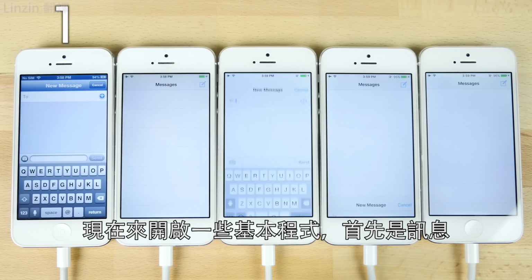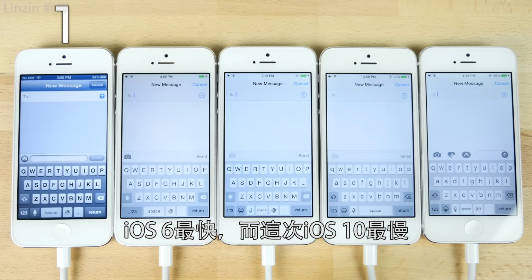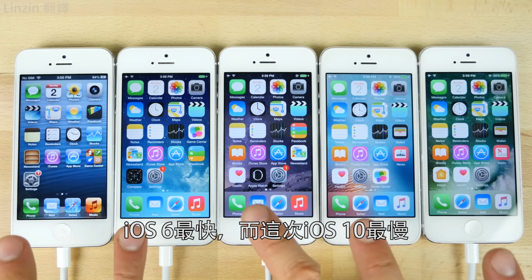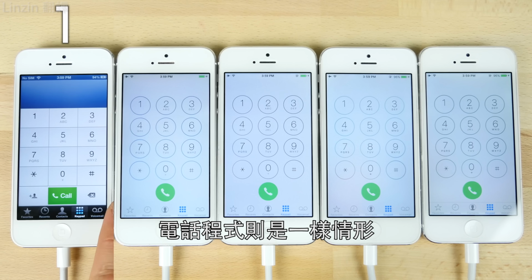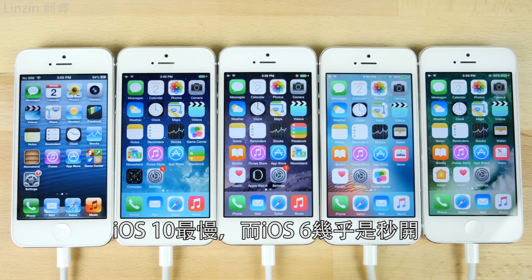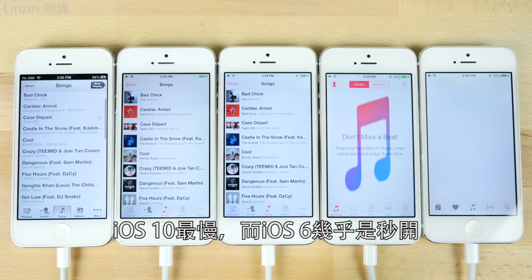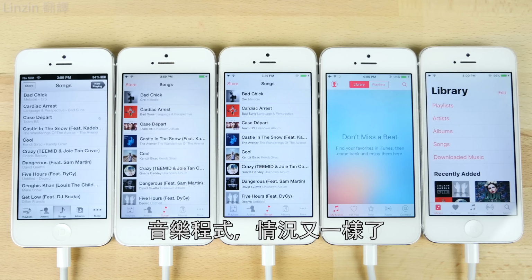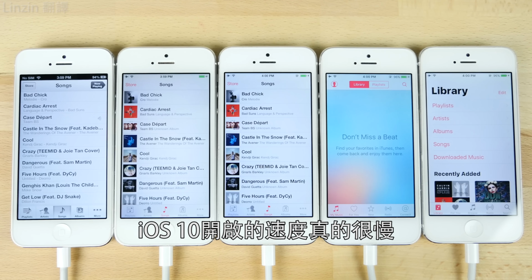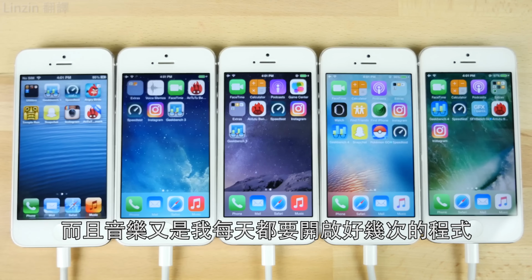Now let's try some fundamentals, starting with the messages. iOS 6 was first and iOS 10 was last here. Phone application, same deal. iOS 10 was in one of the last places with iOS 6 loading it instantly. Same thing again with the music. iOS 10 seems to load that one really slow. And that's something I open multiple times a day.